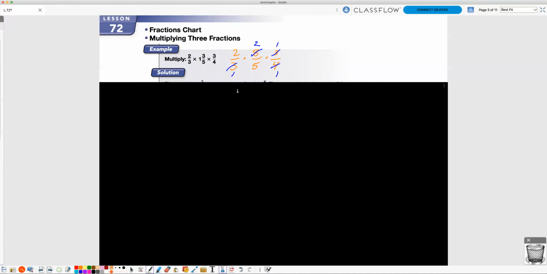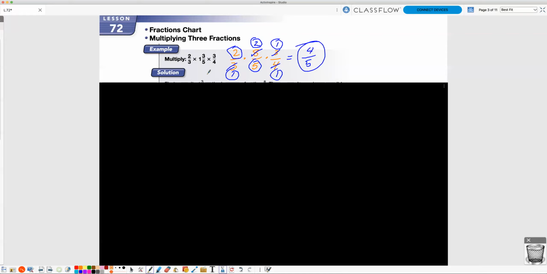So now in our denominators, we have 5 times 1 times 1, which equals 5 for the denominator. My numerator is the 2 times the 2 times the 1, which equals 4 for the numerator.